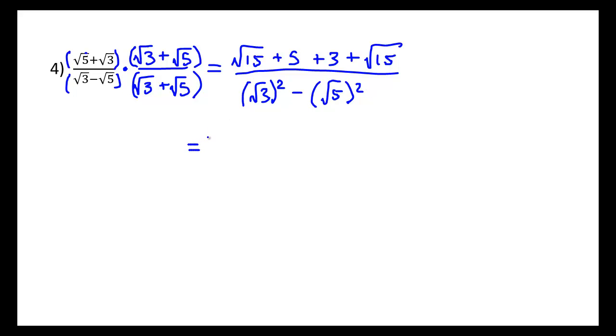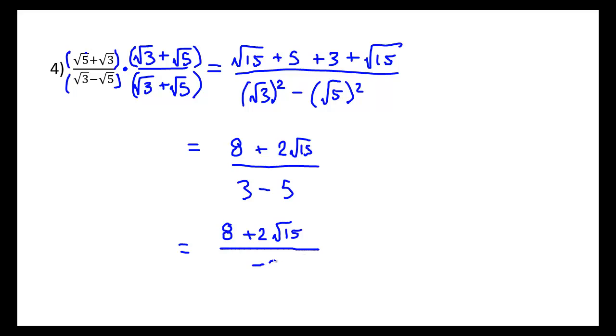And so let's boil this down a little bit more. Above, we have 5 plus 3, which is 8, plus 2 times the square root of 15. All over down below, the square root of 3 squared would be 3, minus the square root of 5 squared would be 5. So let's continue here. This is now 8 plus 2 square root of 15 all over negative 2.